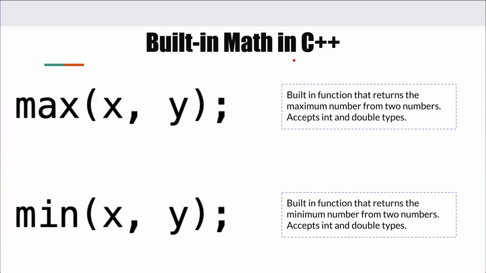And when I say built-in, I don't mean, again, the arithmetic operators. I'm talking about the built-in functions. So here's two, the two most important ones we're going to look at. The first one is max. It returns the maximum from two numbers, and it accepts int and double types. Now, when I say int and double types, I'm talking the integers and the decimals.